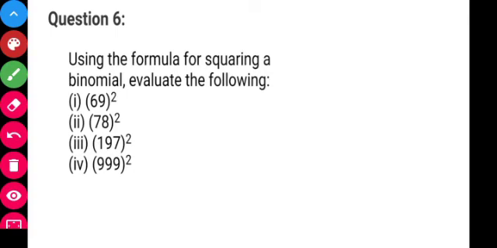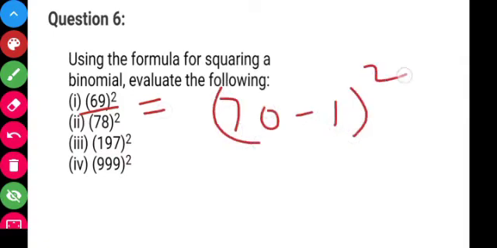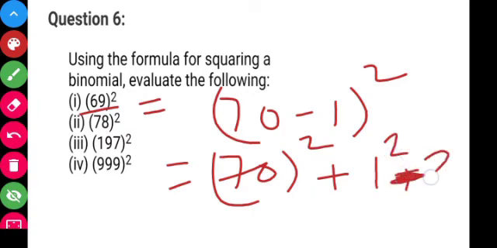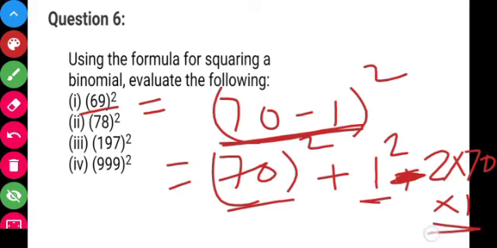Now next question. It is given: by using the formula of squaring binomials, evaluate the following. So it is 69 square, again by using that formula. 69 can be written as 70 minus 1 whole square. So a minus b whole square is a square plus b square minus 2ab, so 70 square plus 1 square minus 2 into 70 into 1. You can solve. So you can do the remaining parts.